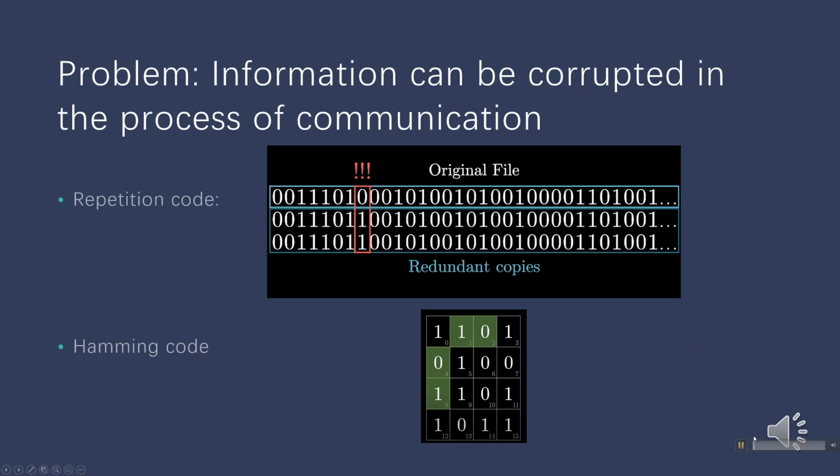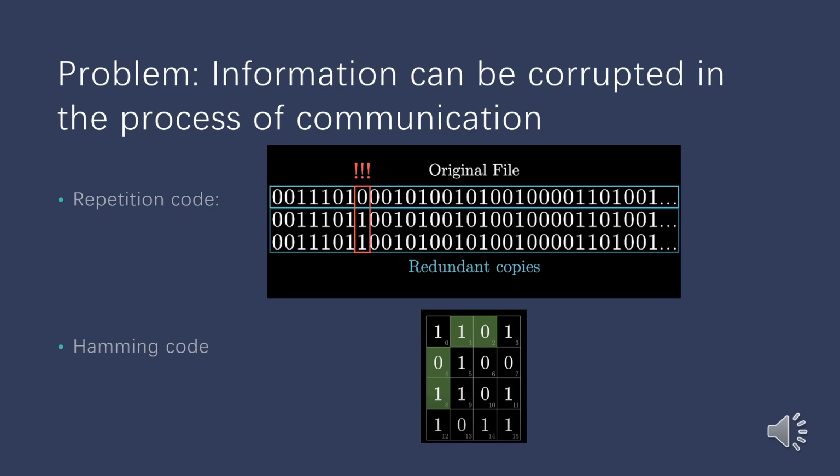In the process of communication, the information gets corrupted. Therefore, the signal received by the receiver is different from the actual information signal. To solve this problem, the receiver should be able to detect those error bits and correct them. One common way to do this is to add code redundancy. There are two examples. The first one is repetition code.